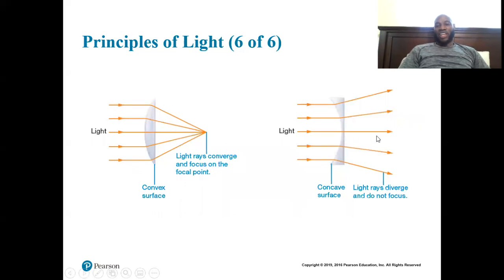Which one do you think happens in the eye? Convex or concave? We want convex. We want it to focus. So our lens is going to be closer to this shape, to convex than concave.